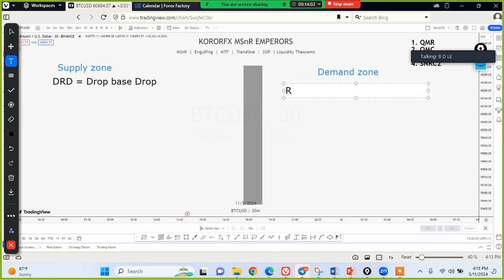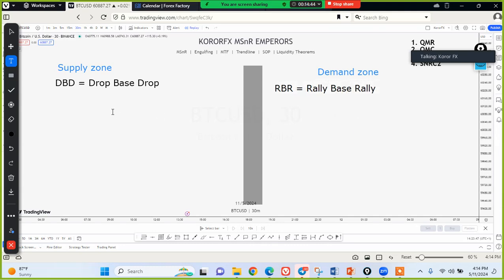Really. You mean DBD, not DRD. Oh. Yeah, this is DBD. Sorry. Let me go back. Okay, this is drop base drop. And when we want demand, we have to get what's called rally base rally. Okay, rally base rally.